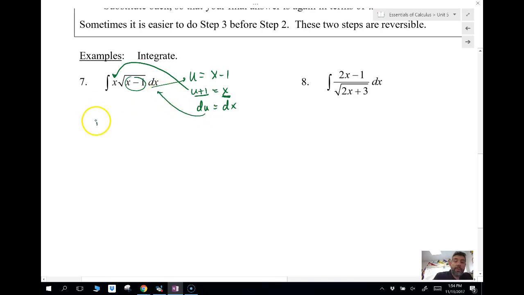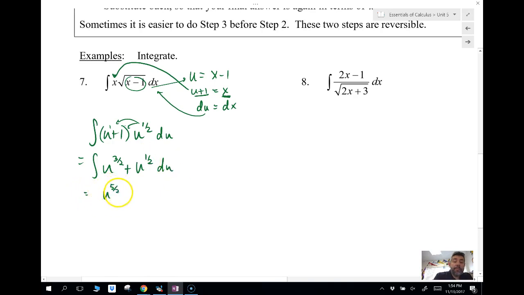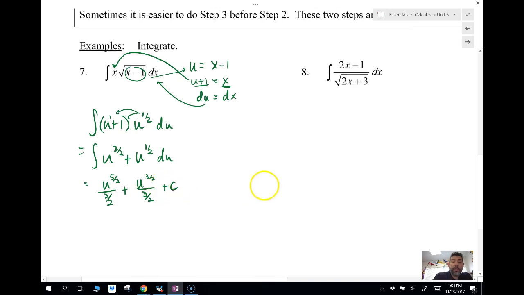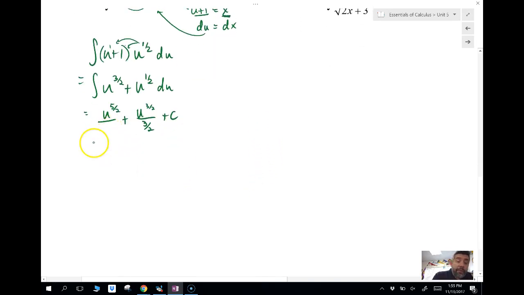I got a fly right in my face here, guys. So I'm going to have u plus 1 times u to the 1/2 du. And now I'm just going to integrate this guy. So I'm going to do distribution, and I'm going to have u to the 3/2 plus u to the 1/2 du, and I'm going to have u to the 5/2 because I have to add 1, right? u to the 3/2, again I'm going to add 1, plus c, and then the last thing, this should be 5/2, guys.